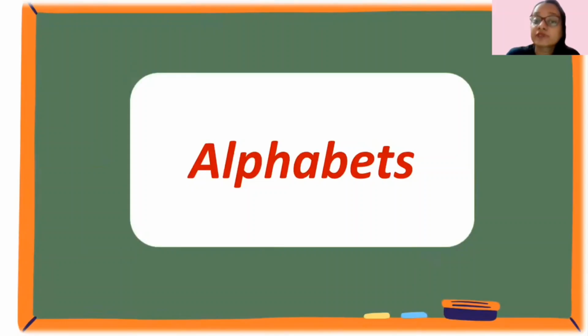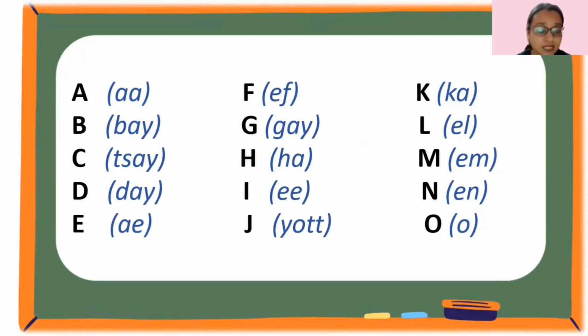We have covered greetings, and informal and formal conversation. Number three is alphabets. So let's start with the alphabets of the German language. We have a total of 26 letters as we have in English, but there are 4 new letters in German. So in total we have 30 alphabets in the German language. Let's start with A.